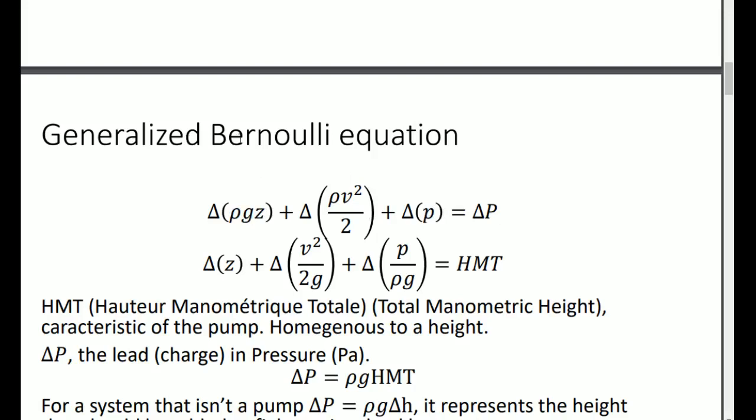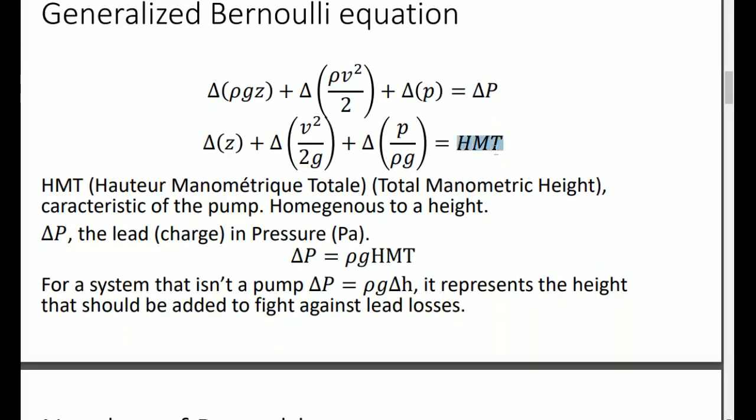With the normal Bernoulli equation, it will be equal to 0, but here it's not equal to 0, and we call that term head: in this term the head in pressure, and here the head in height, and I called it HMT, and we'll see that later why I called it HMT.